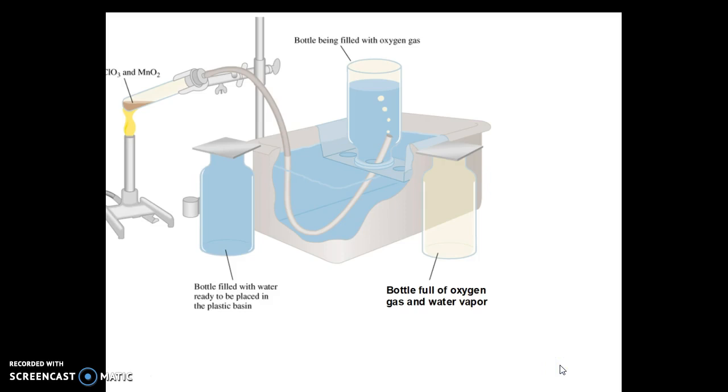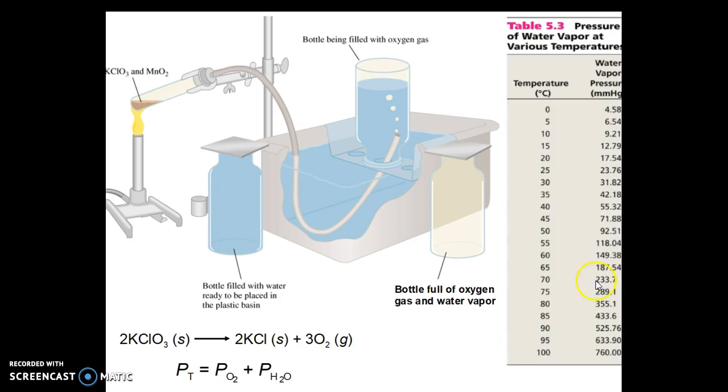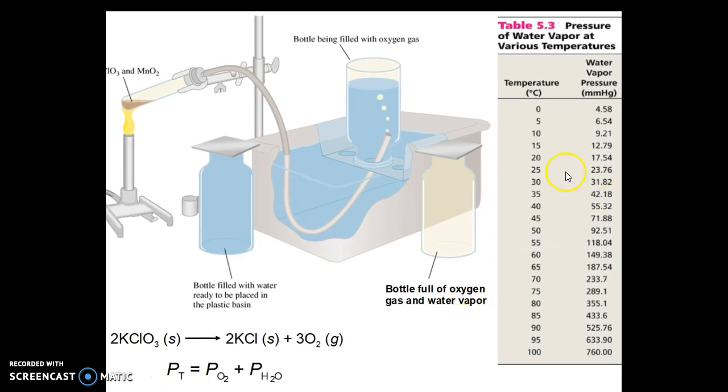This is a diagram of what we just did on a potassium chlorate manganese dioxide reaction. You can see here, we heated it, we ran oxygen gas that's produced through water into the bottle. There's the reaction. Total pressure is the sum of the two partial pressures. You then go to a table of water vapor pressures, often given in millimeters of mercury, but you can find them given in kilopascals as well. The temperature determines the water vapor pressure. If you graph that, you'll see it's not a straight line.